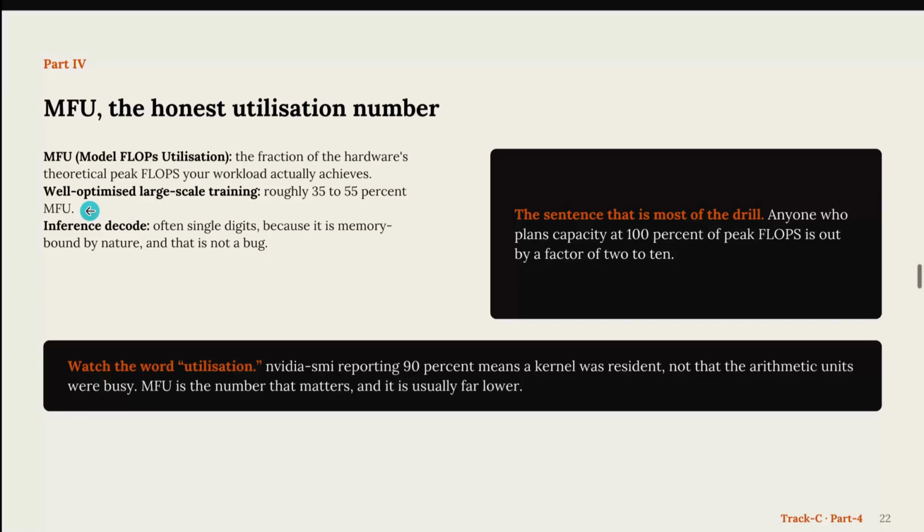So the sentence that is most of the drill is, anyone who plans capacity at 100% is planning to fail. So we need to consider realistic utilization, which is 35 to 55% of the GPU. And not just GPUs, right? There are alternatives as well.